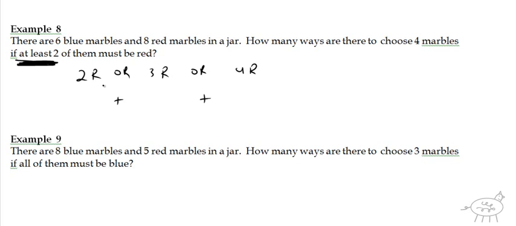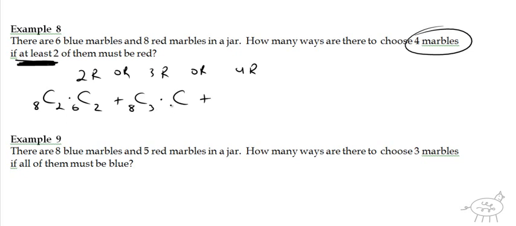So if I have 2 red, that pretty much means I have 8C2, and I'm picking 4 marbles total, right? So that means the other 2 out of the 6, I'm picking 2 of those. And 3 red means out of 8, I'm picking 3 red. And out of the other 6, I'm picking 1 blue. Or I'm picking all 4 red and no blue. Okay? If I multiply all that and add it together, I get 826.